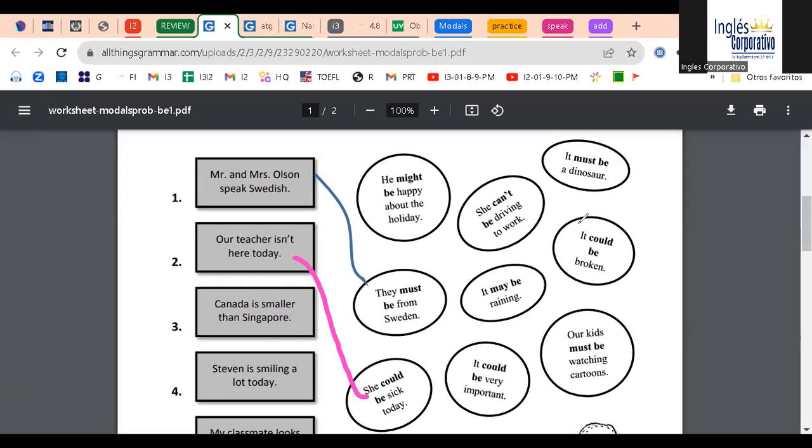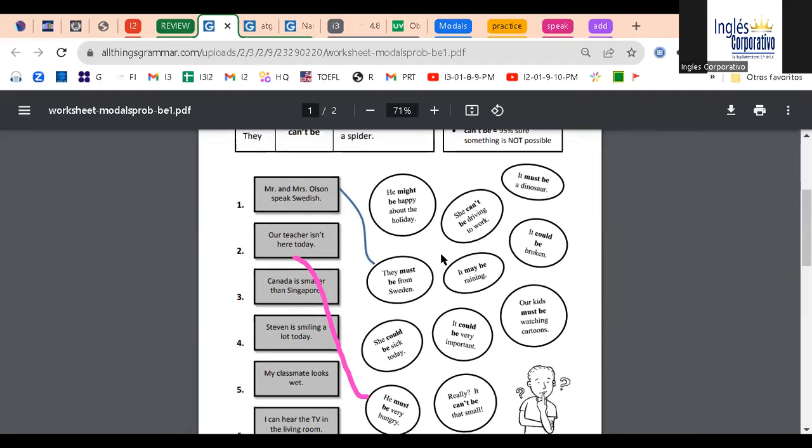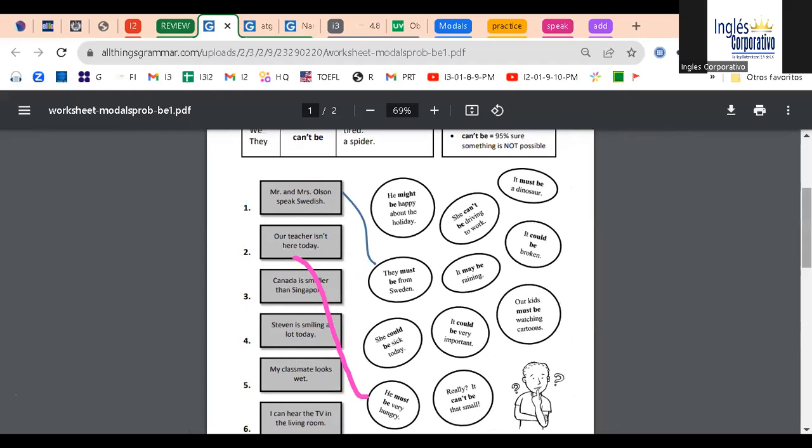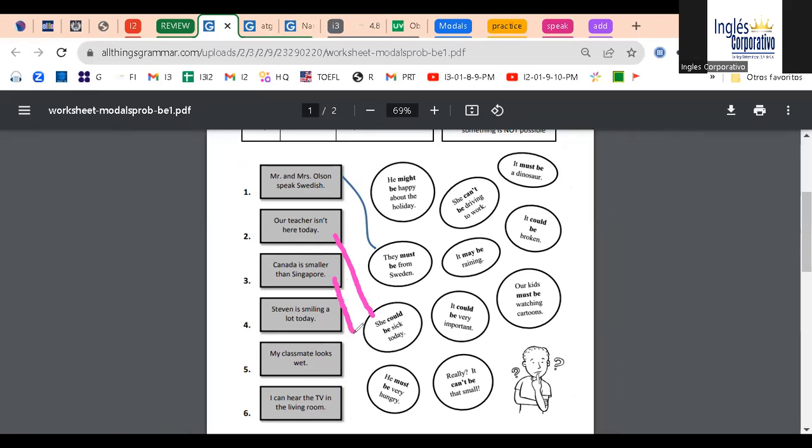Canada is smaller than Singapore. What do you think? Really, it can be that small. Will be very important. Oh, okay. Really? It can be that small. Let's see, number four, what do you think? Steven is smiling a lot today.